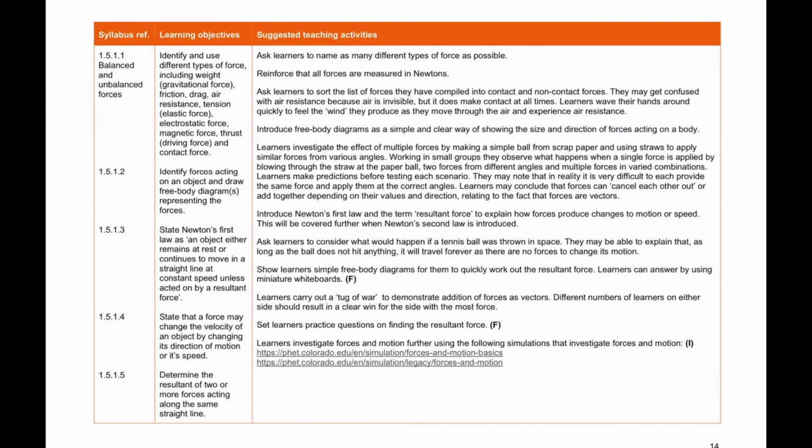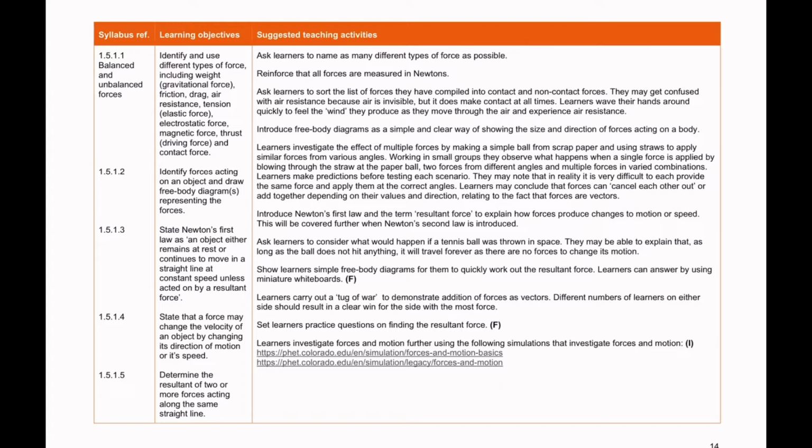Key concept 1.5.1.1 Balanced and unbalanced forces. Learning objectives. Identify and use different types of forces, including weight, gravitational force, friction, drag, air resistance, tension, elastic force, electrostatic force, magnetic force, thrust, driving force, and contact force. Identify forces acting on an object and draw free body diagrams representing the forces.